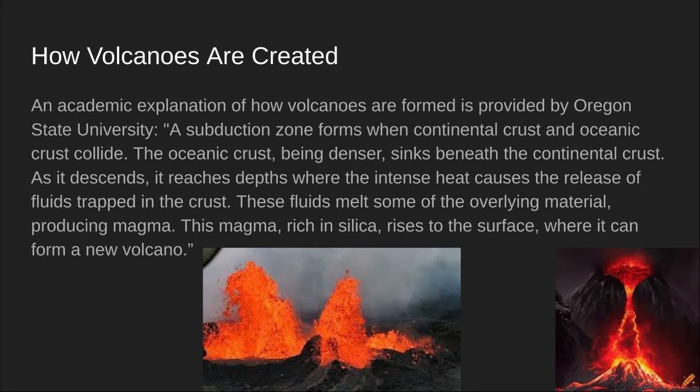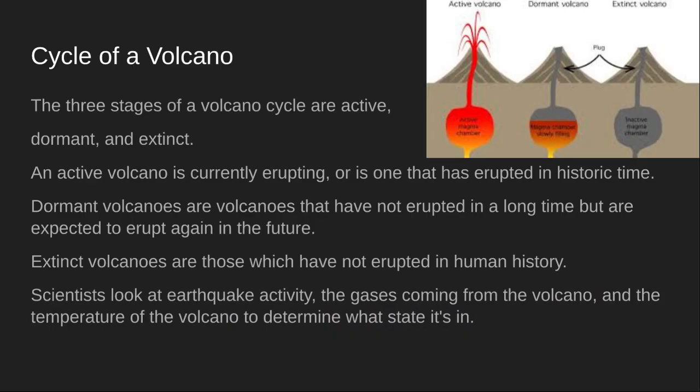Now let's explore the life cycle of a volcano. The three stages of a volcano's cycle are active, dormant, and extinct. An active volcano is currently erupting or is one that has erupted in recent historical time. Dormant volcanoes are volcanoes that have not erupted in a long time but are expected to erupt again in the future. Extinct volcanoes are those which have not erupted in human history. Scientists look at earthquake activity, the gases coming from the volcanoes, and the temperature of the volcanoes to determine what state it's in.